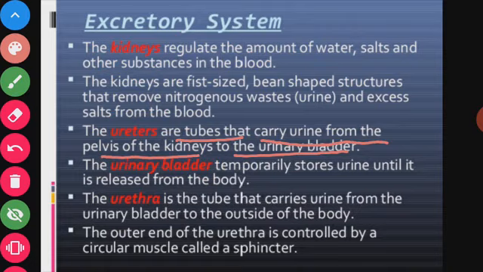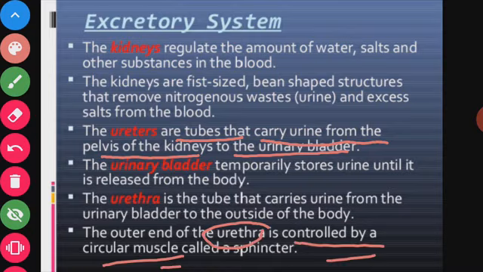The urethra is a tube that carries urine from the urinary bladder to the outside of the body. The outer end of the urethra is controlled by a circular muscle. That circular muscle is called the sphincter. You have to remember this is a circular muscle on the outer end of the urethra, and it controls the release of urine.